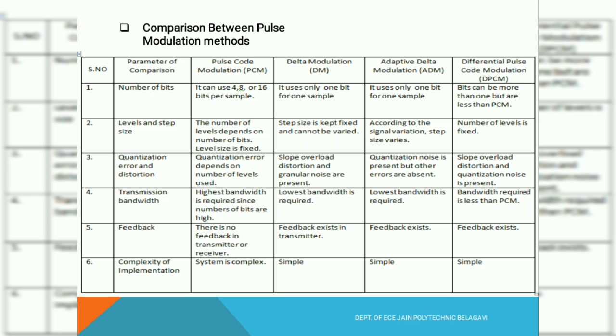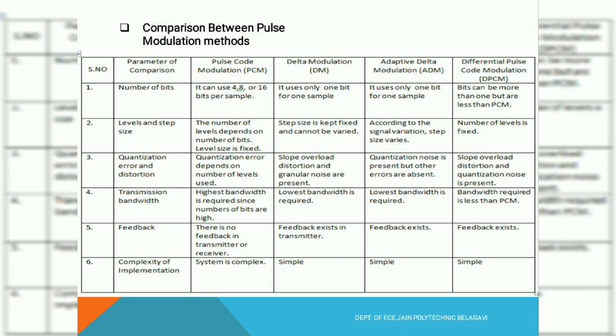Okay, next, transmission bandwidth. In pulse code modulation the highest bandwidth is required since the number of bits is high. In delta modulation the lowest bandwidth is required. In adaptive delta modulation the lowest bandwidth is required. The bandwidth required is less than pulse code modulation. Feedback: there is no feedback in the transmitter or the receiver of pulse code modulation. Feedback exists in the transmitter of delta modulation. In adaptive delta modulation feedback exists, and also in differential pulse code modulation feedback exists.